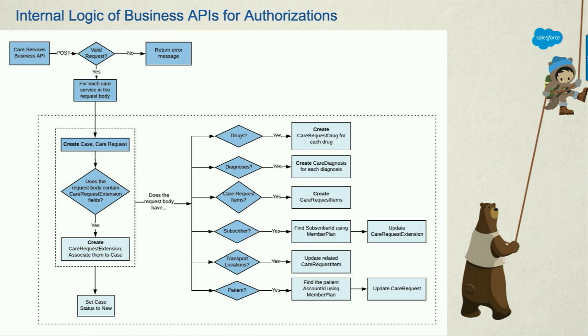Here's a flow of the authorization API. A single API is able to create up to 7 different authorization requests and multiple of each one of those request types. So you can quickly see how a single API call can save you from a lot of building and then maintaining code with multiple API calls.